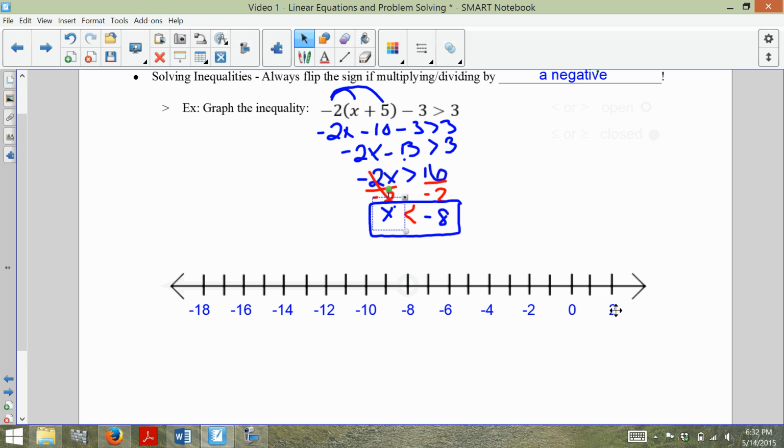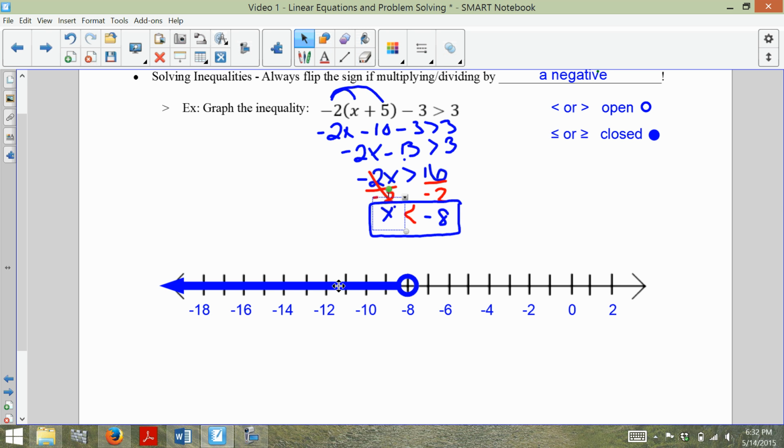Negative 8's right in the middle here. And I'm going to use a dot based on my inequality from the beginning of the problem. So a less than or a greater than sign is always going to be an open circle. And if I have an or equal to, less than or equal to, greater than or equal to, that's going to be a closed dot. So because this problem originally was a greater than, not or equal to, we have that open circle at negative 8. And then x is less than, so I want to shade anything less than negative 8, which is going to be to the left here.